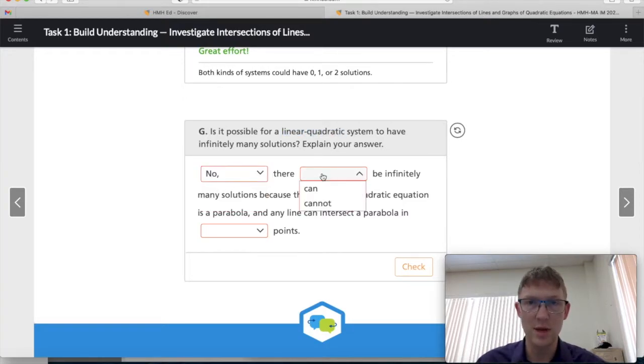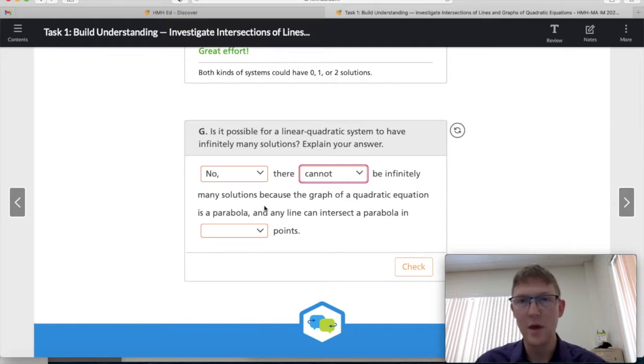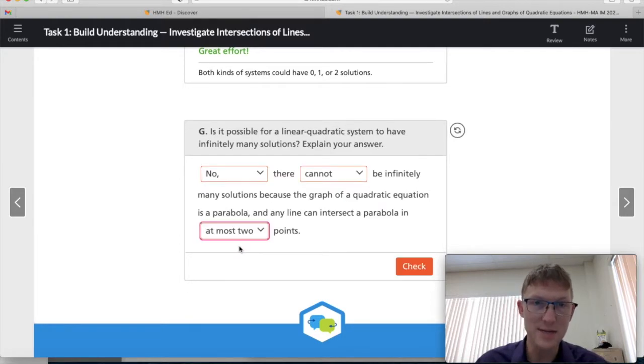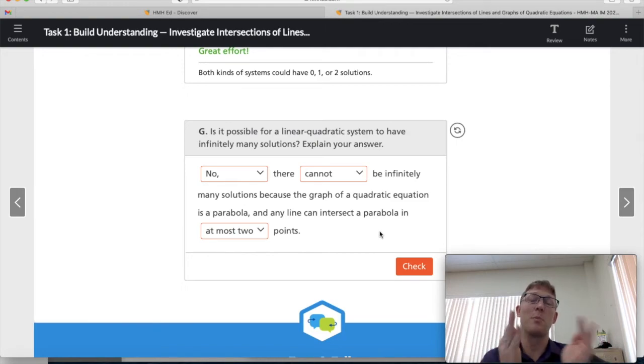So no, there cannot be infinitely many solutions because the graph of a quadratic equation is a parabola, and any line can intersect the parabola in, at most, 2 points. Now, again, if you had two different functions and they were both parabolas, then yeah, maybe if they were the same parabola. But we're talking about a line and a parabola.